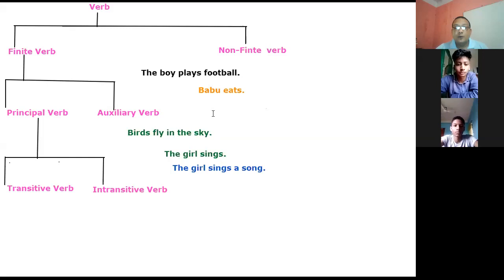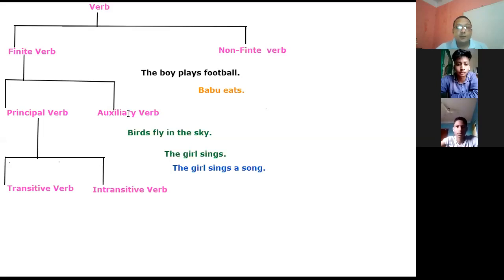Now, I think all of you are clear about the verb classification: finite verb, non-finite verb, principal, auxiliary, transitive, intransitive. Are you clear? Yes, sir. These are necessary for you while you complete the fill in the gaps, using the right form of verbs. That is important for your exam. Right form of verbs.